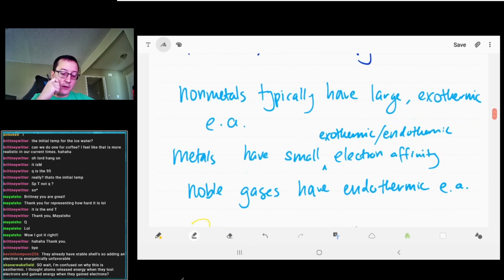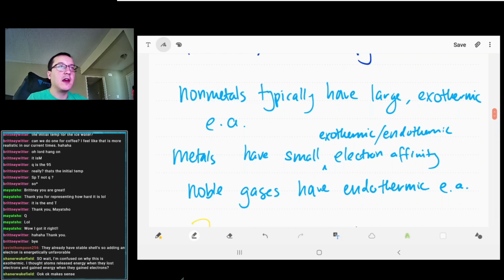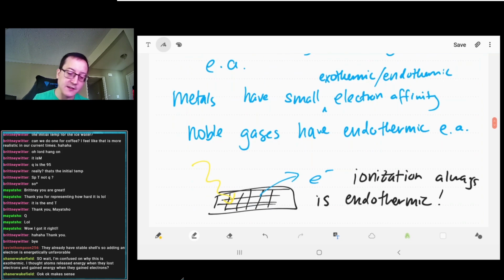It could be exothermic or endothermic. Typically the non-metals will have exothermic ones. They want to gain electrons. It's favorable for them to do that. And it's going to be the opposite for the metals. And then the noble gases just do not want to gain electrons at all.